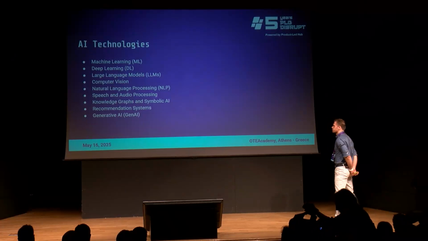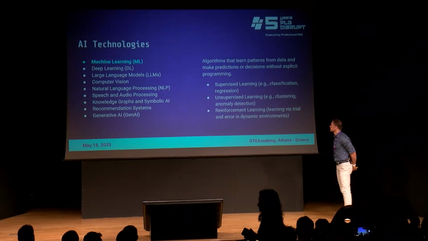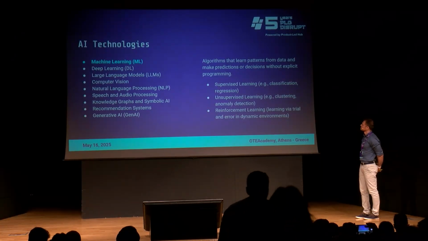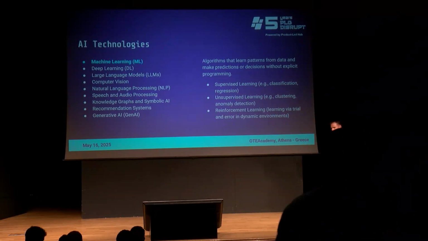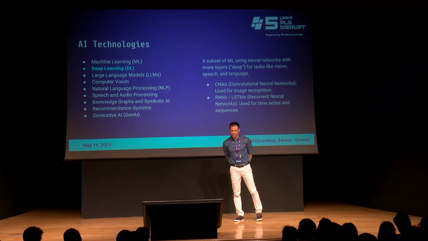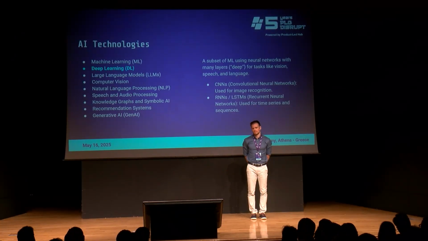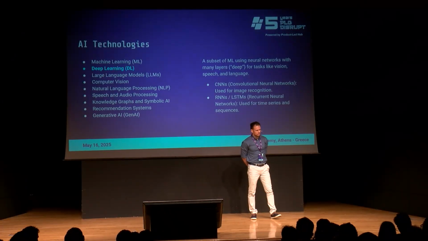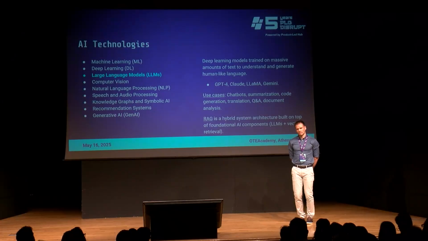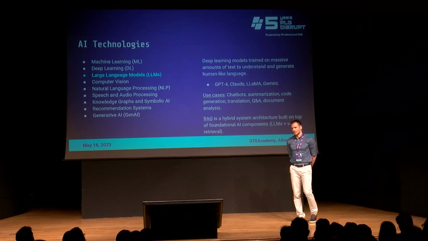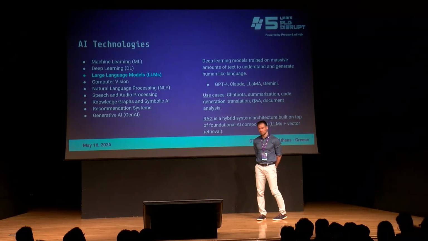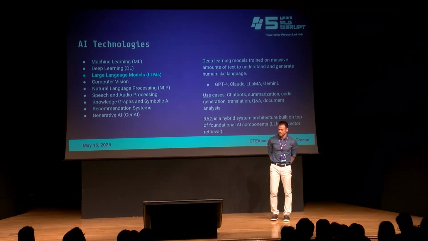We have machine learning. You know machine learning. Algorithms that learn patterns from data, okay? And make predictions. We have deep learning, which is different. It's a subset of machine learning with neural networks, okay? Vision, speech, language. We have LLMs. I'm sure you know about LLMs. You're using them every day. If you don't use them, you should. I don't know why you're here, but I guess you're using them.